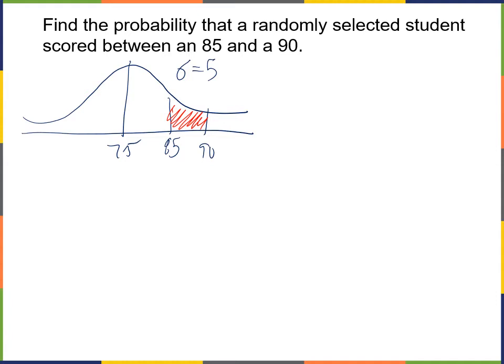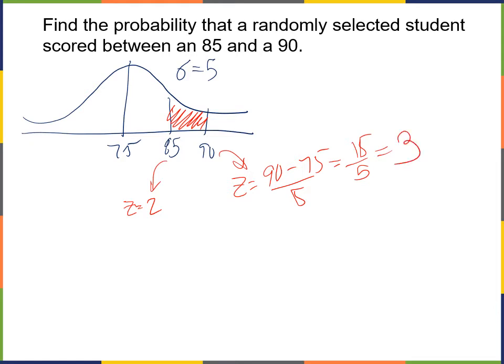Well, I need to know the z-score for 85. We already figured out that z-score is 2. I need to find the z-score for 90. Well, I have to calculate that. That'll be 90 minus 75 over 5. Again, the mean and standard deviation were 75 and 5. So what am I going to get here? I'm going to get 15 over 5. Okay? So that's going to be 3. So that's a z-score of 3.